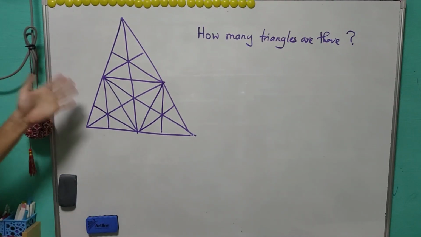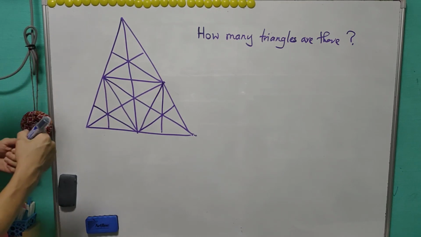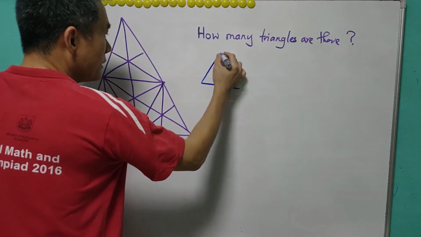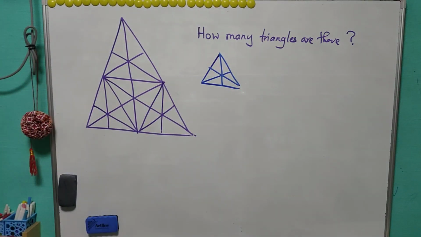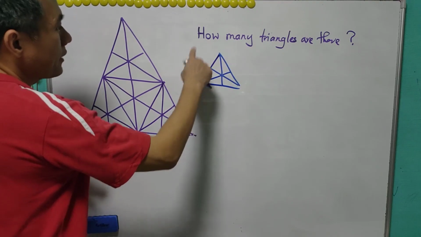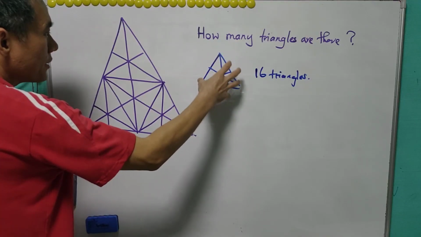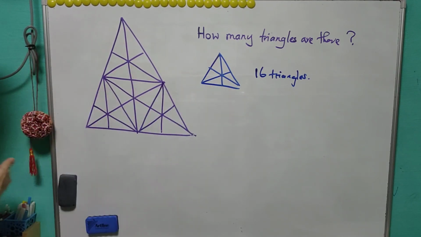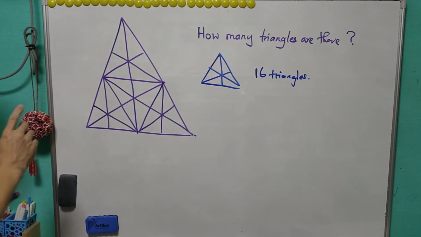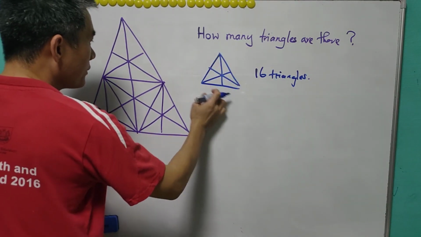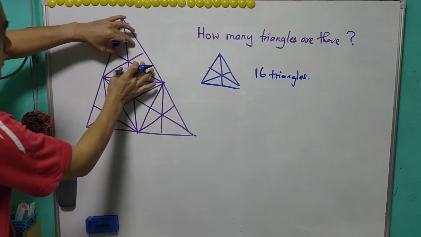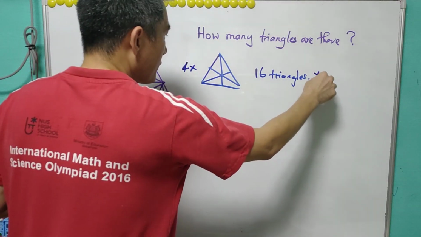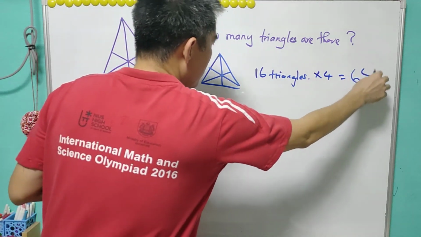There are a few methods to solve this problem. Yesterday, I presented you an easier version, that is the number of triangles for this figure. For this figure itself, we can count that there are 16 triangles. And you can see that we actually have 4 copies of this triangle. Our first approach is we just consider 4 disjoint sets of this triangle. From each of these, we have 16 triangles. 4 of these, and the number of triangles will be equal to 64.